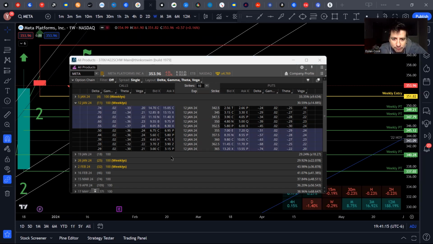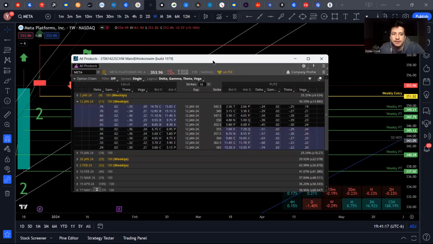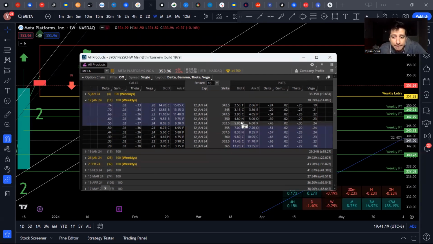All right, unmute myself. So yeah, be aware of the Greeks. Be aware of the Greeks. I want my theta to be getting smaller as I'm swinging it, not getting bigger, especially on something like this. And I do not want my theta to be bigger than my delta. That does not make any sense.